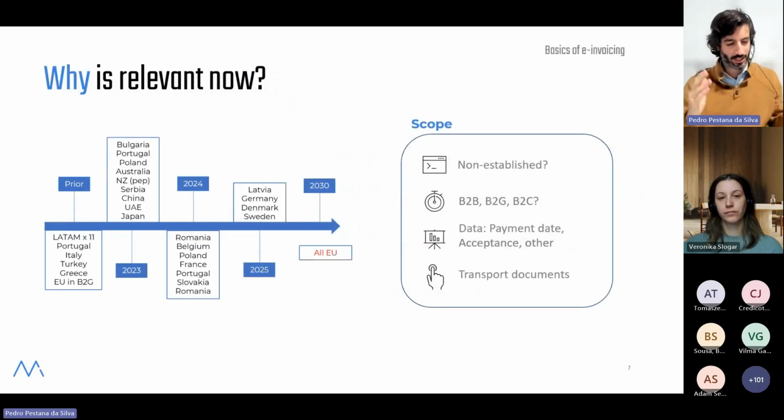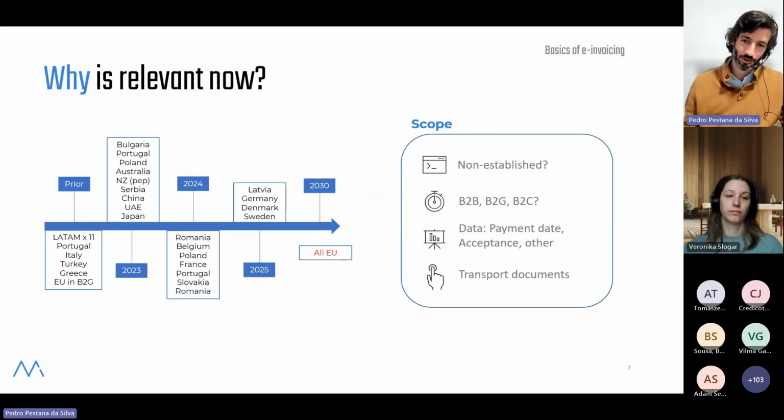Right, so we looked at what is an e-invoice, we looked at what the benefits are, but why now? Why now so big? I mean, e-invoices have been around for over 25 years. EDI has been used since the 90s for the exchange of electronic invoices. So why now?